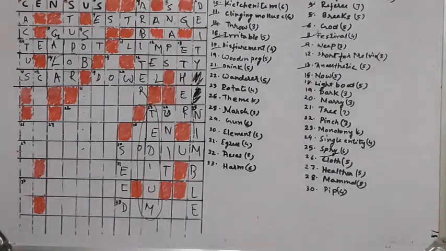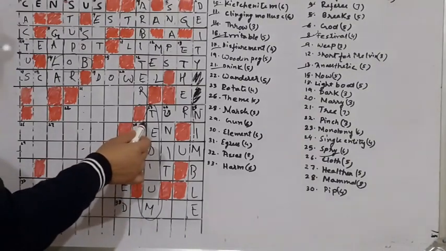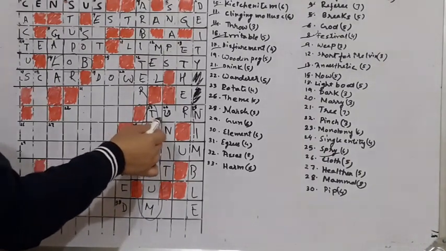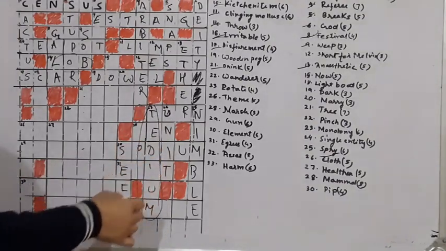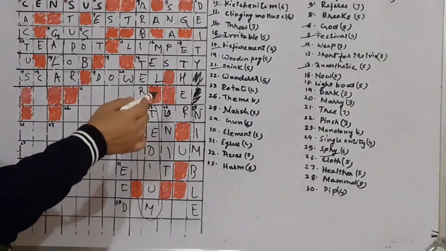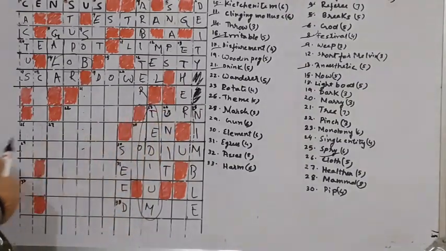13 down, right? Where I have written 13 down. I'm sorry, this is 23. 23 is monotonous. Yes, stable. Right, it is right. Okay. Now I will move here. 26. You can see here the question. 26 across. I don't have perhaps anything. 26 across. Yes, it is theme.